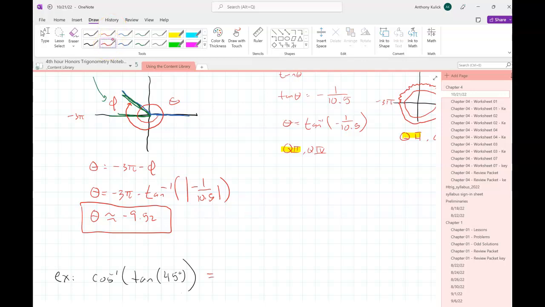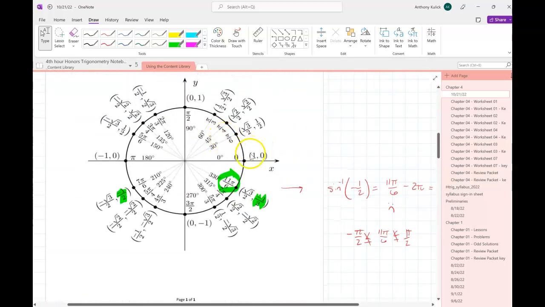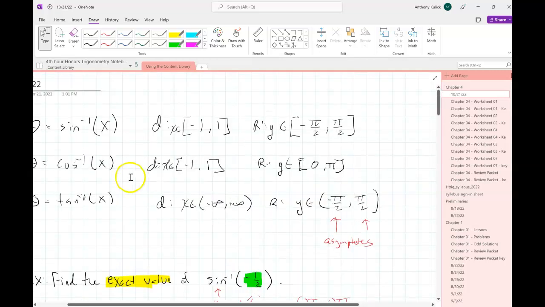So that's cosine inverse of 1. So I go to my unit circle. Where is the x-coordinate equal to 1? Here at 0, or again at 2 pi, right? Everybody agree? Which one of those is in the range of cosine inverse? 0 is. So that's my answer.